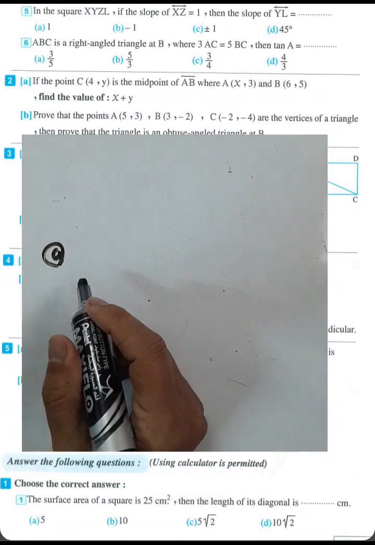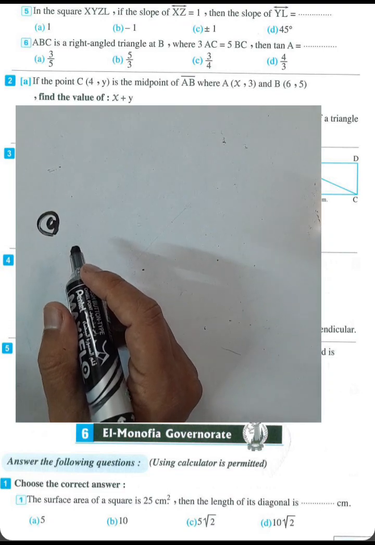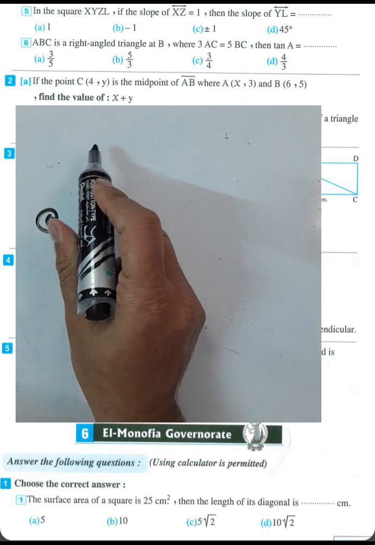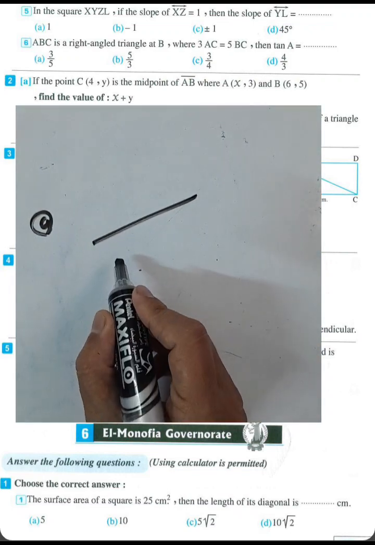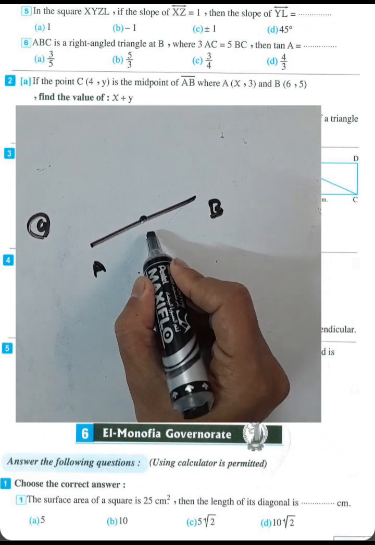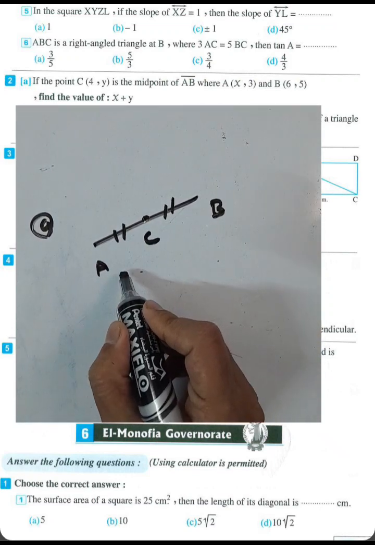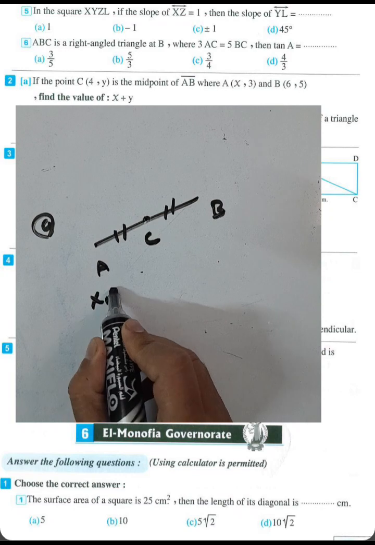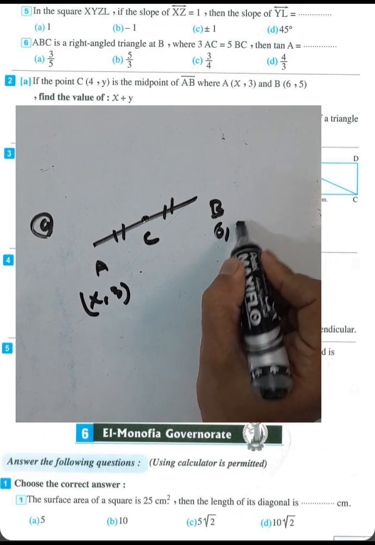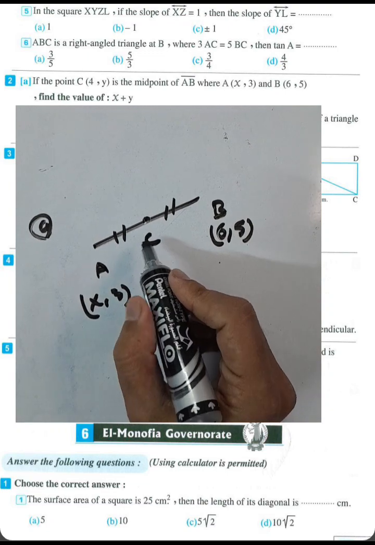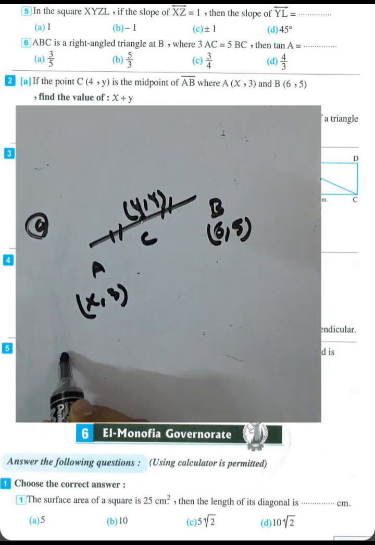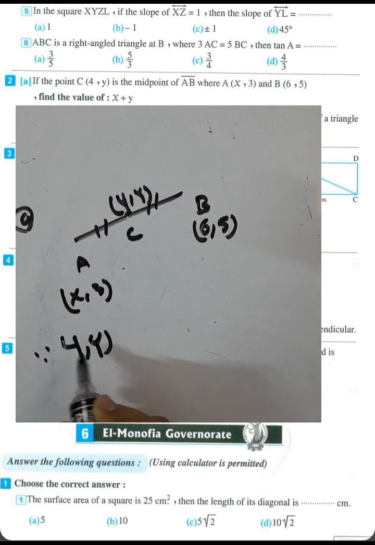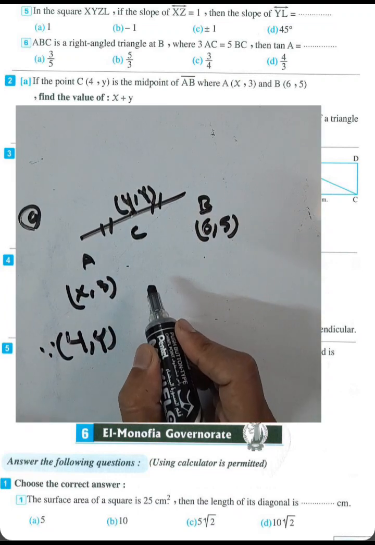Okay, if the point C (4, Y) is the midpoint of AB, where A (X, 3) and B (6, 5), find the value of X and Y. First, we can draw a line segment here, let's say AB, and the point C lies in the middle between them. It gives us the order of point A here, it will be (X, 3), and point B is the ordered pair (6, 5), and we have the point C (4, Y). And then you can write the rule here, such that the point C, its ordered pair is (4, Y).